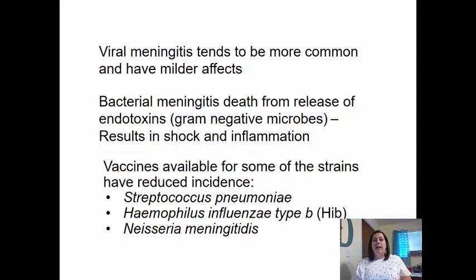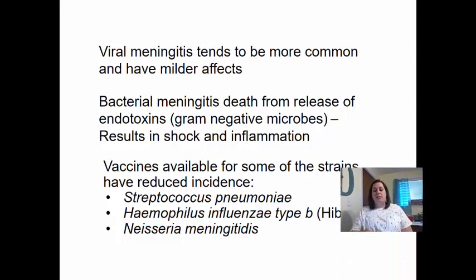Death of the bacteria causes the release of endotoxins. These endotoxins then can result in the patient going into shock and having extreme inflammation. These particular types of bacteria are normally gram-negative microbes. Now, there are some vaccines available for some of the strains of meningitis. This is to help reduce the incidence of cases of meningitis. Some of these examples are Streptococcus pneumoniae, Haemophilus influenzae type B or HIB, and Neisseria meningitidis.